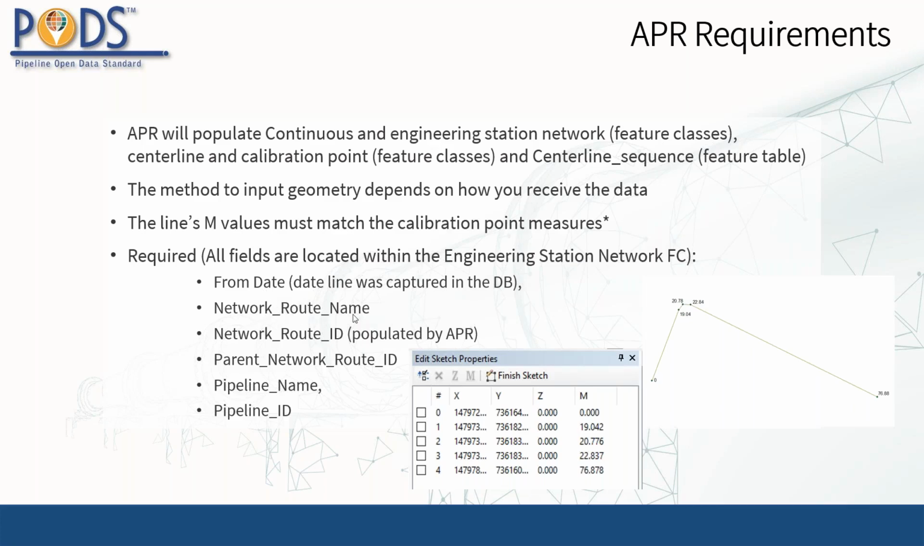You have to have a network route name. You have to have a network route ID, which is populated by APR. You have to have a parent network ID, which ties back to your continuous station network. You have to have a pipeline name, and you have to have a pipeline ID. So all of these, again, you'll find in your engineering station network. And then you'll find some of these in different tables. And let me show you that.